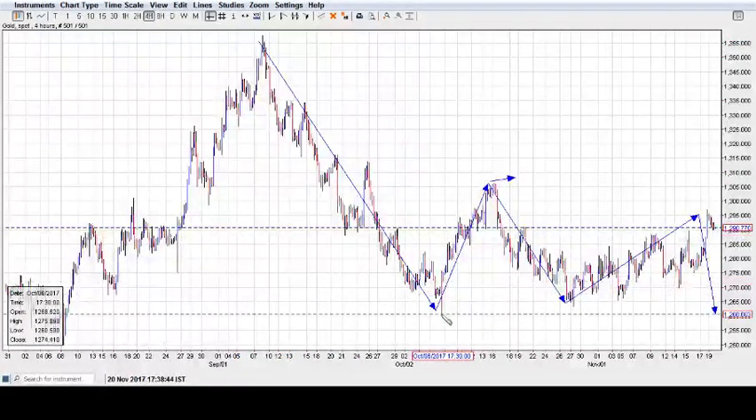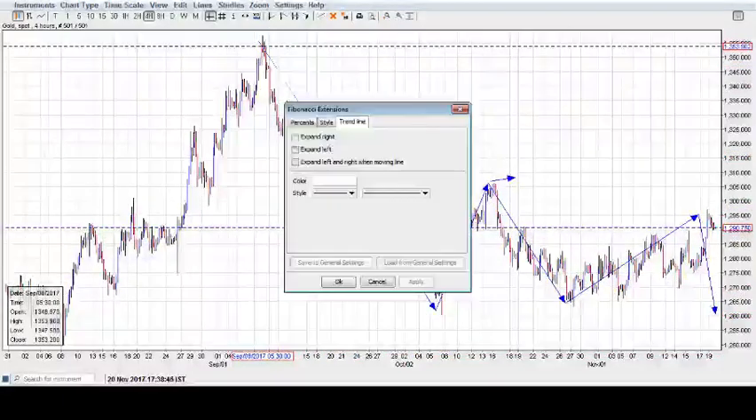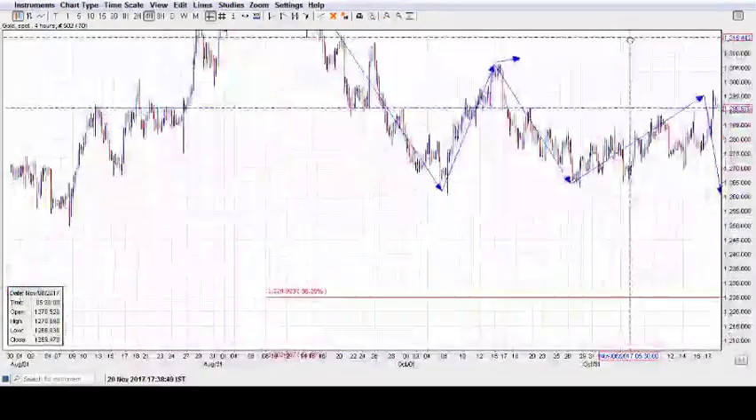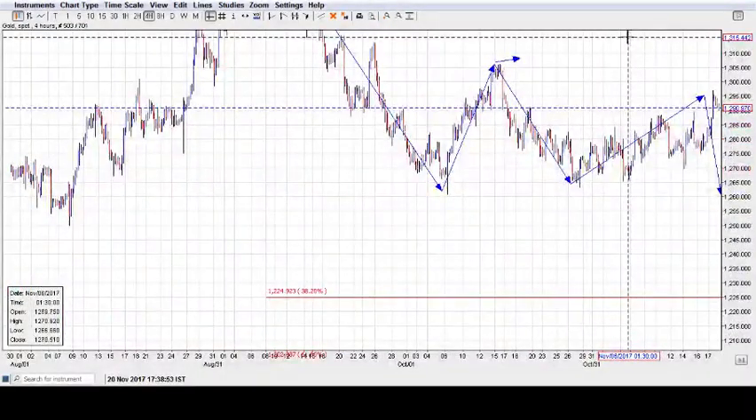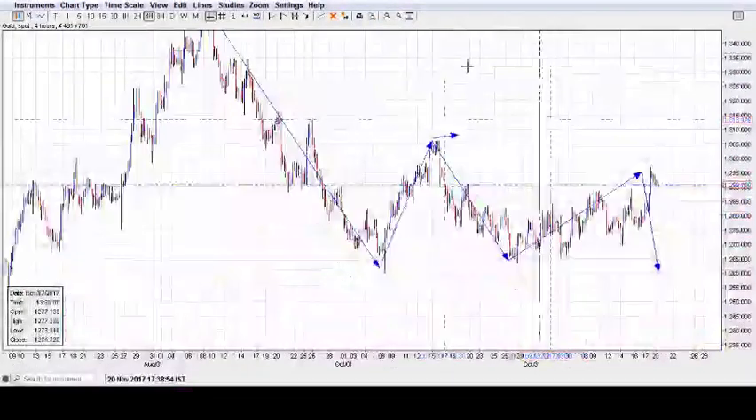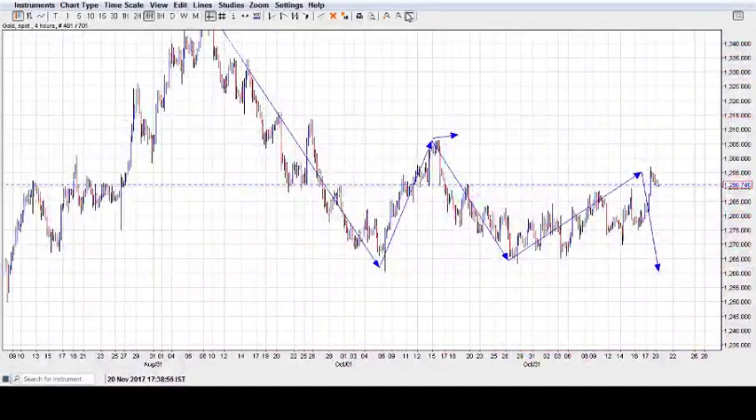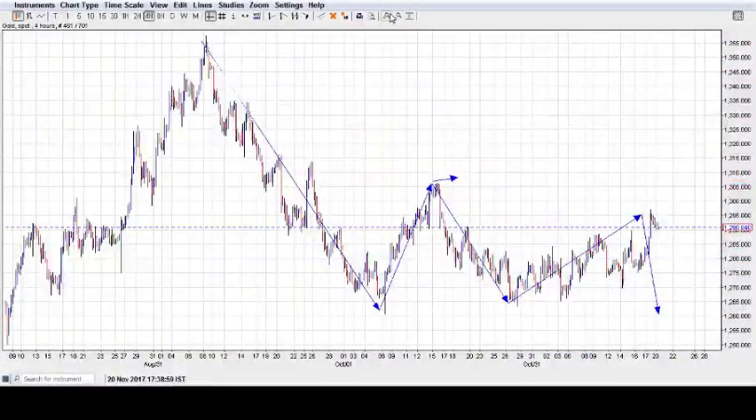I'm just trying to bring up the extensions on the gold chart. At least 1225 for now. All right, so that's it for this session.